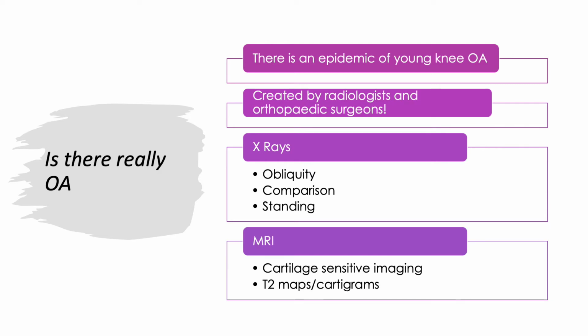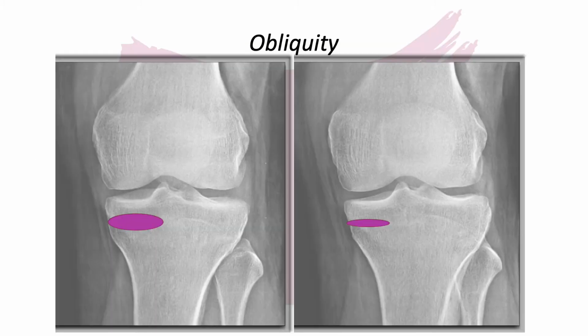MRIs, on the other hand, are very helpful in assessing cartilage through cartilage-sensitive imaging, but I should repeat that T2 maps and cartograms are actually something that we do not need in the assessment of patients with osteoarthritis. So this is an example of obliquity. We look at the image on the left here, and what you can see is that there is apparent joint space narrowing, but this is because of the obliquity, and you can see that is because of the tibial articular surface being seen obliquely like this. If you straighten the beam and improve the image, then you can see the joint space actually normalizes.